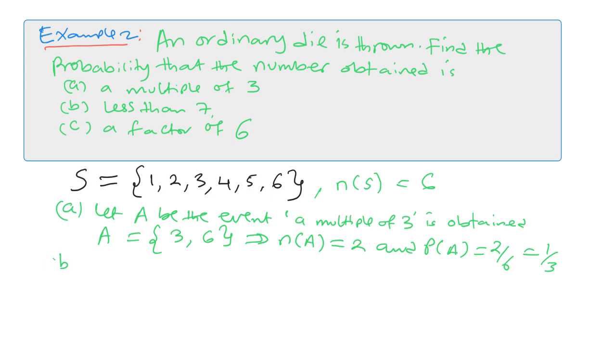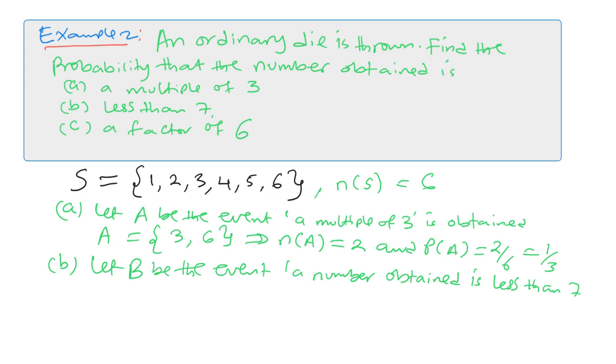Then B. We shall use a B, don't always use A for events. If you have more than one event, you have a variety of letters. You have learned the alphabet that has about 26 letters. So let B be the event: a number obtained is less than 7.